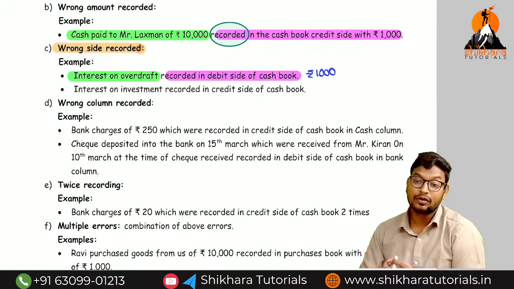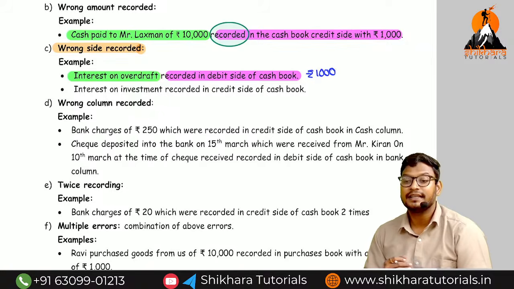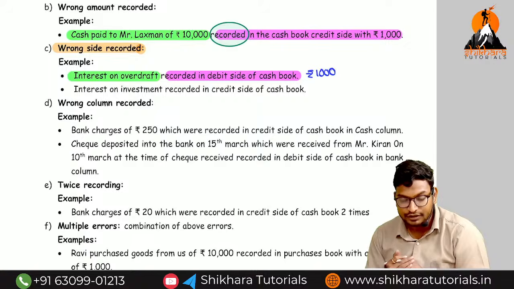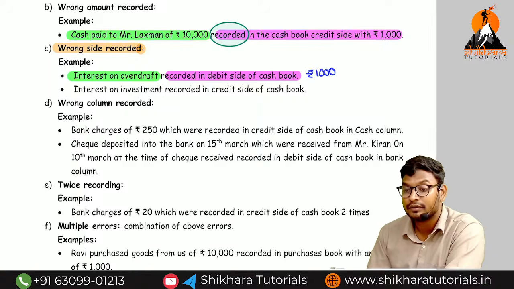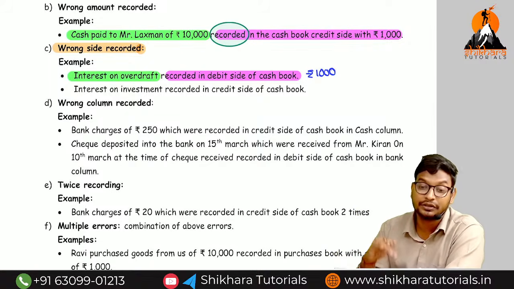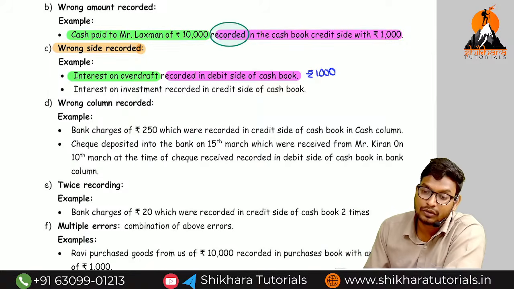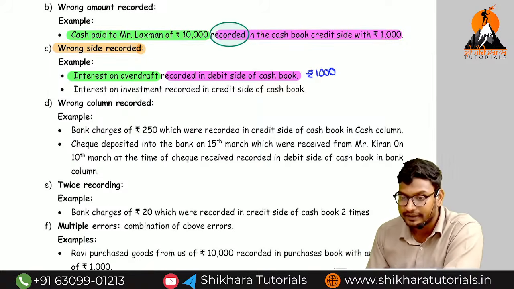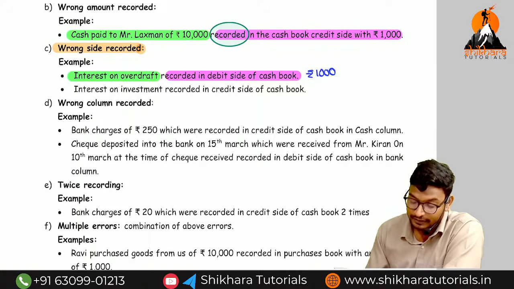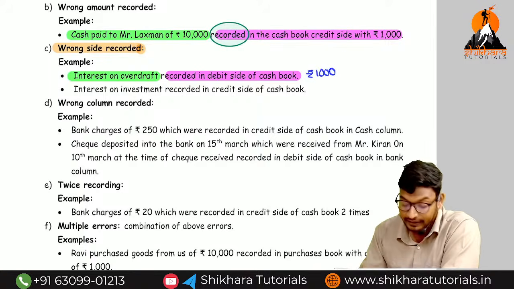Next one, wrong column recorded. Sir, where will the columns be? The columns will be in the cash book. Instead of recording in the cash column, they record in the bank column, or instead of recording in the bank column, they record in the cash column. Like that is happening. It is called wrong column recorded. Recorded means it is nothing but the ledger, I'm sorry, nothing but the subsidiary books.